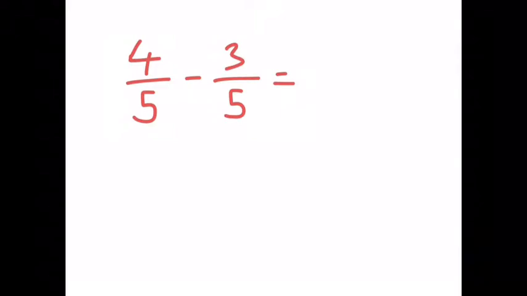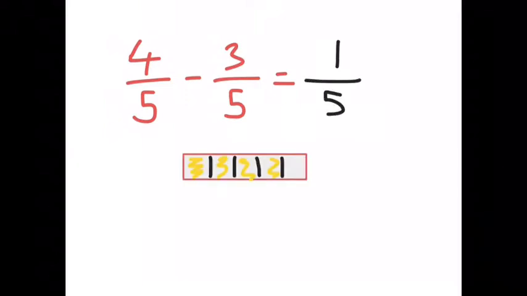Now, when it comes to subtracting fractions where the denominators are the same, it's a similar process to how you add fractions. When we're subtracting fractions, we only subtract the numerators if the denominators are already the same. So in this case, 4/5 take away 3/5 leaves us with only 1/5.